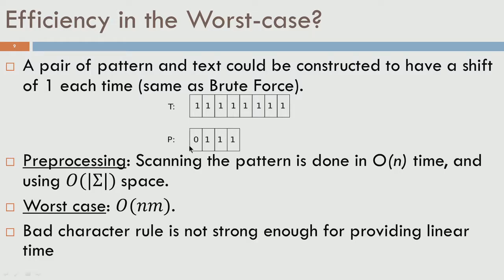However, if we apply the bad character rule, we will see that in this example the worst case time taken would be order of n times m before we discover that this pattern is not present in the given text string T. Therefore, the bad character rule is not strong enough for providing a linear time algorithm. Something else is necessary.